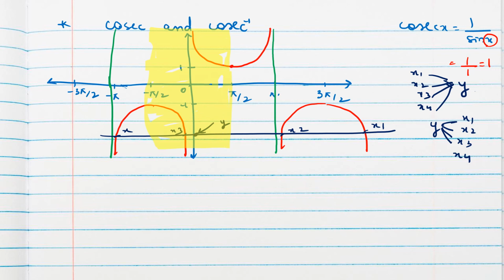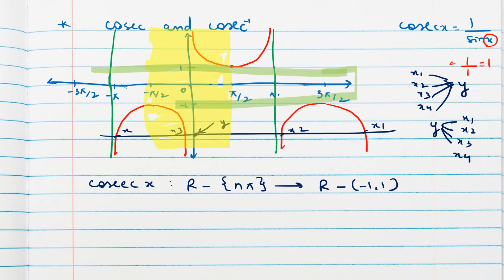So for this cosec graph, before restricting, what was the domain and range? R minus n pi to R minus (minus 1 to 1), because this band we were not getting. You can see this particular green highlighted area, our cosec curve is not there. So that's why the range is R minus (minus 1, 1).